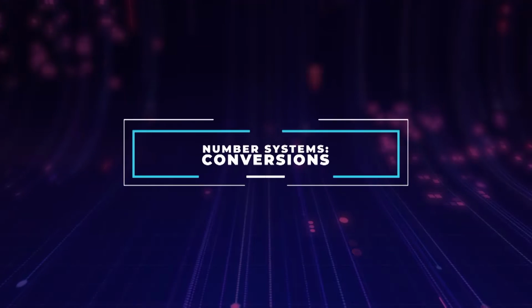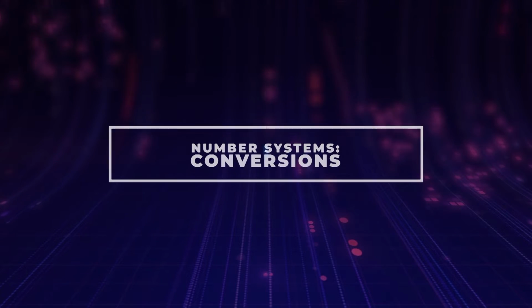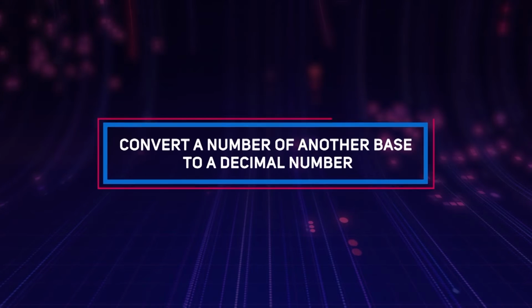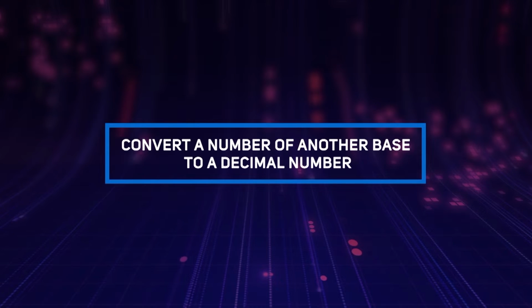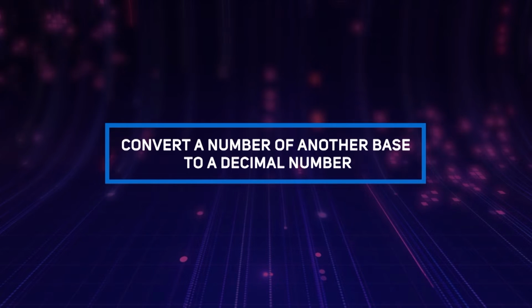In this session, we are going to learn conversions between various number systems. First of all, let us understand how to convert a number of another base to a decimal number. The procedure is: first step, determine the positional value of each digit. Then multiply the obtained positional values by the corresponding digits. And the last step, calculate the sum of these products.